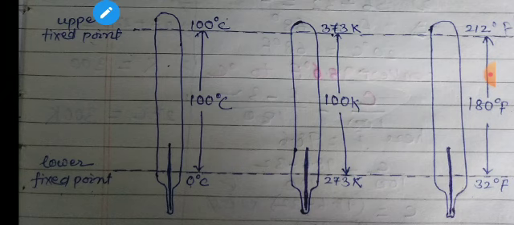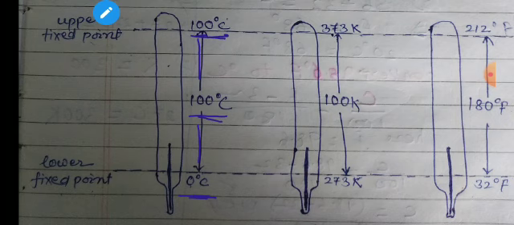Students, the temperature on a Celsius scale is measured in degree Celsius, and the lower fixed point, that is the temperature of melting ice, is taken as 0 degree Celsius on the Celsius scale, and the upper fixed point, that is the boiling temperature of pure water at sea level, is taken as 100 degree Celsius on the Celsius scale, and the separation between these two fixed points is divided into 100 equal divisions on the Celsius scale.